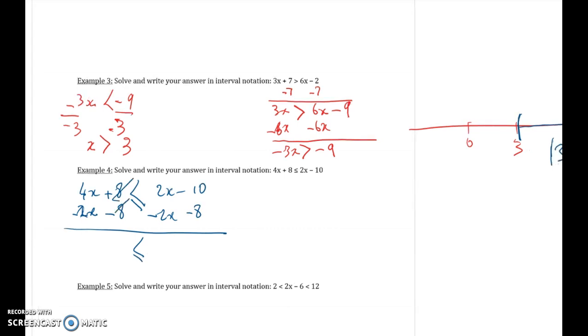The 8 cancels out, the 2x cancels out, and now 4x minus 2x equals 2x, and negative 10 minus 8 gives me minus 18. Therefore, I end up with x less than or equal to negative 9. I don't flip my symbol when I divide by 2 because 2 is positive.